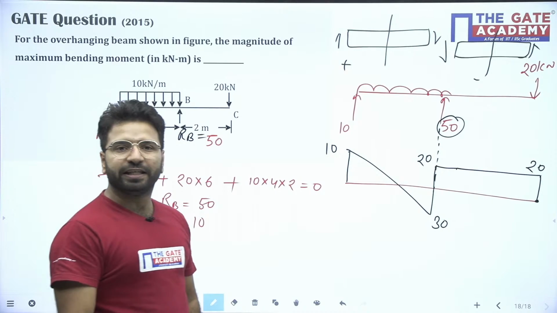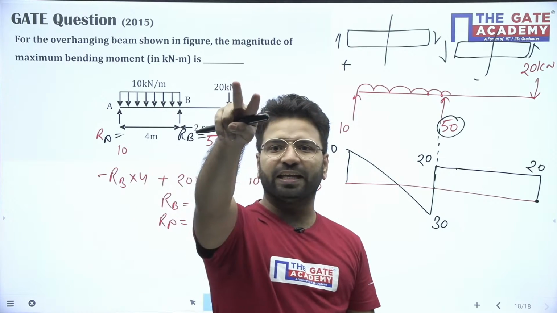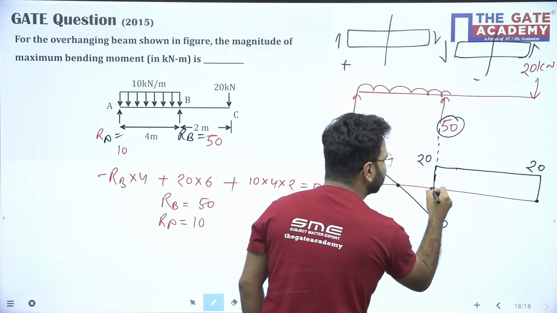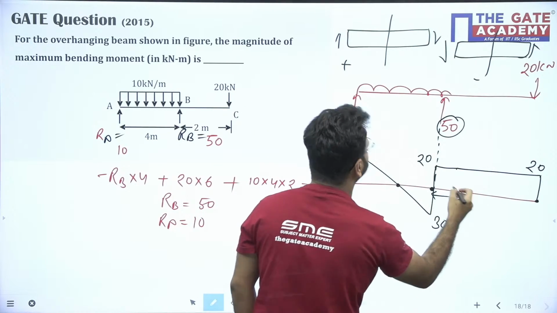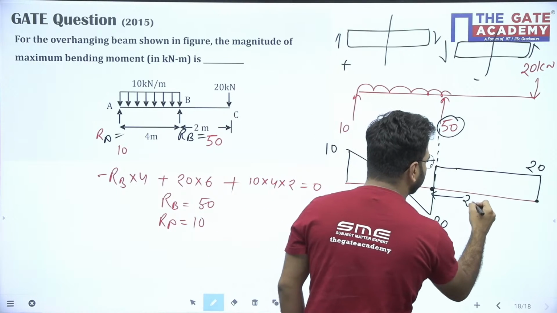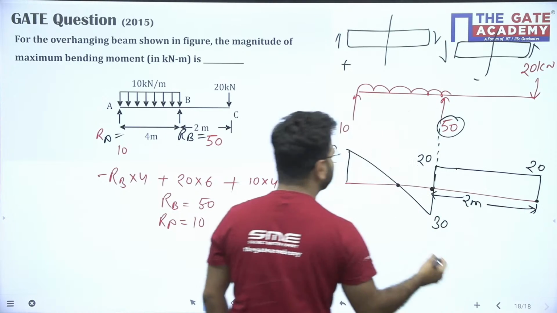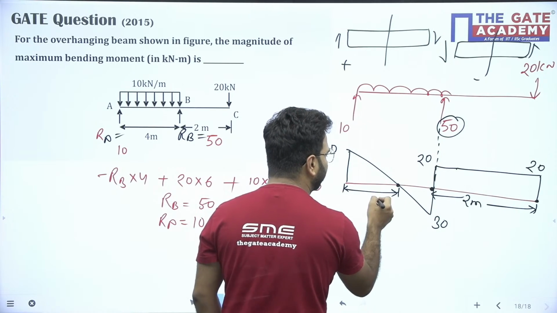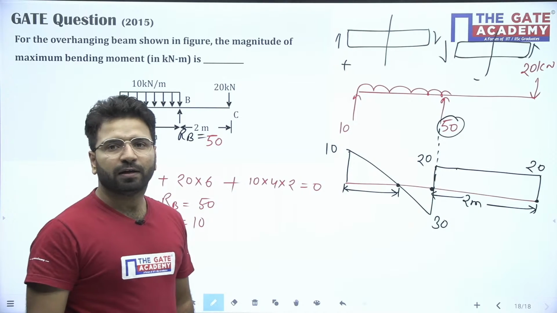So now you can see here the shear force is changing sign at two places, one is this and one is this. This distance I know, it is 2 meter. By similar triangle, can you find this distance? How much will it be? I don't know, right?